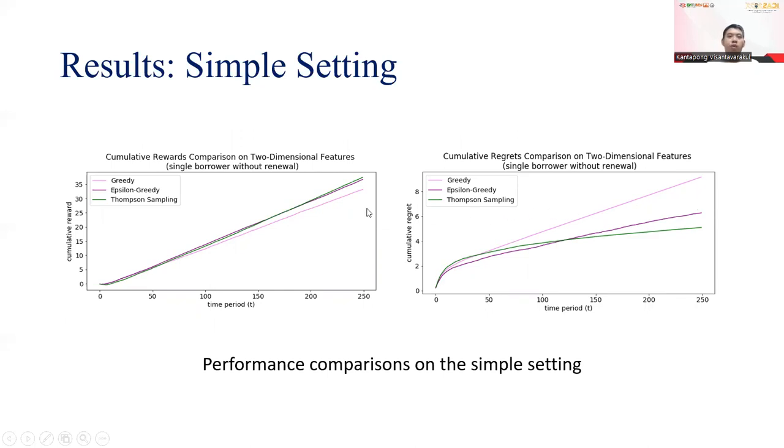And for the epsilon greedy, we can see that the cumulative reward is higher. Higher cumulative reward means better, and for the cumulative regret, lower means better. So epsilon greedy is better than greedy in both cumulative reward and cumulative regret. And then Thompson sampling has the highest cumulative reward, which is represented by the green color, and the lowest cumulative regret.